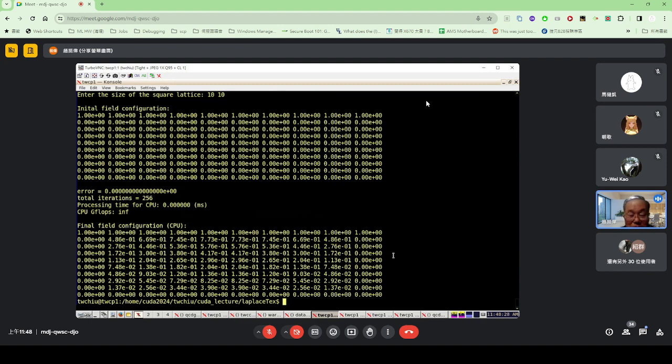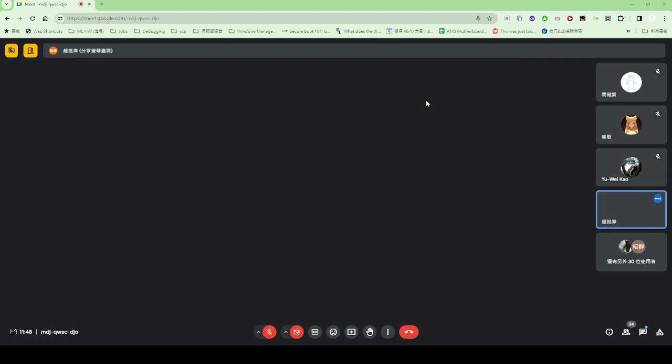So this is the simplest example of solving the Laplace equation on a very small lattice, and it takes no time to do it. Of course, I can do it with a larger lattice, but then for a larger lattice it would take longer. Say 128, for example, 128 by 128. Yeah, it's still very fast, right?